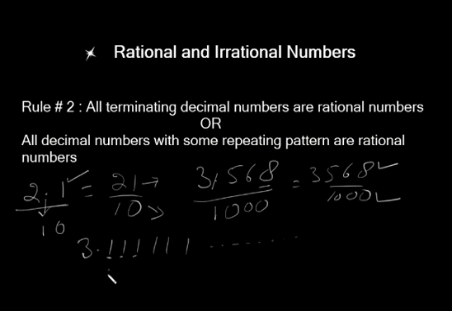Let's take another example, if I write 4.272727 and so on. See, it's a pattern once again after the decimal. 27 is repeating itself again and again and again. It means that this number is a rational number again.